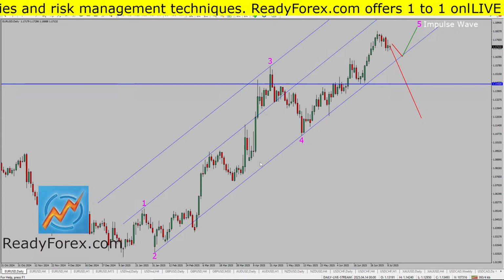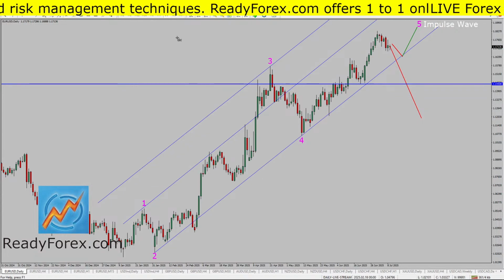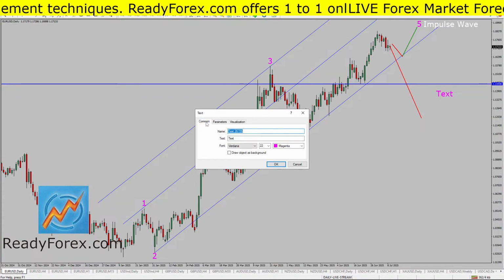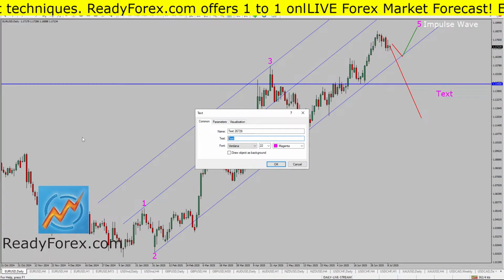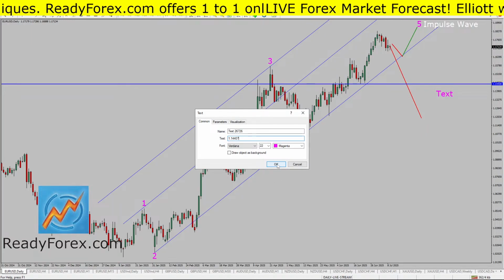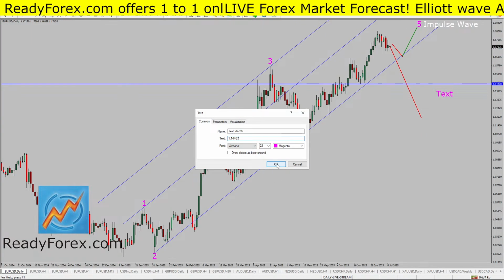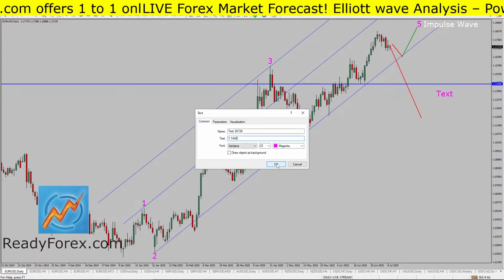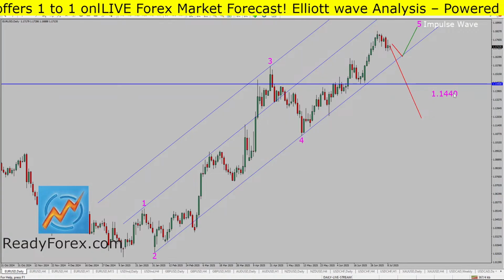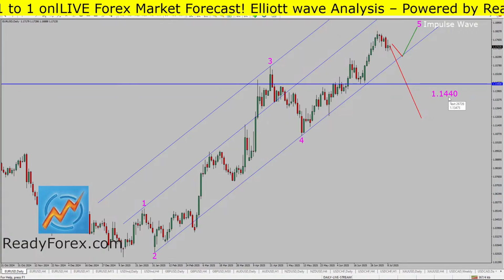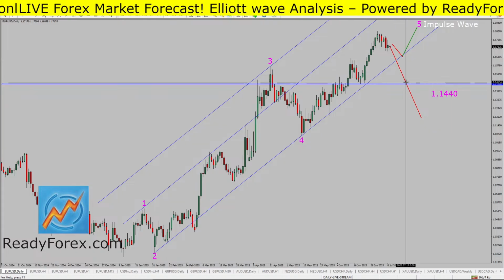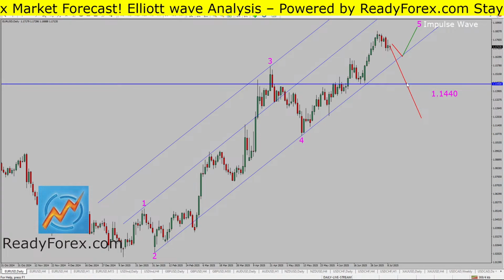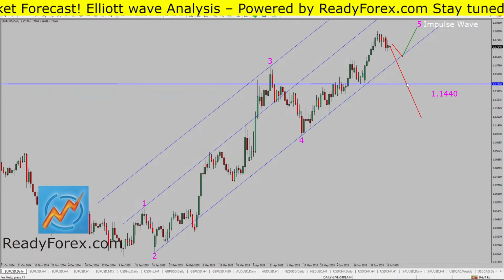The price level is 1.1440. Let me write it down over here. This is the level right over here, and if price action is going to break below this 1.1440 level, then obviously the uptrend is over, it's done.